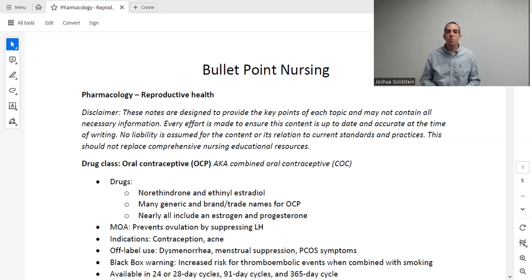Now, oral contraceptive pills are available in 24 or 28-day cycles. By far, the most common is a 28-day cycle. There is also a 91-day cycle, where they take the active pill for 84 days and then 7 days of placebo. And then finally, a 365-day cycle so that the patient doesn't ever have that withdrawal bleeding, what we call a period.